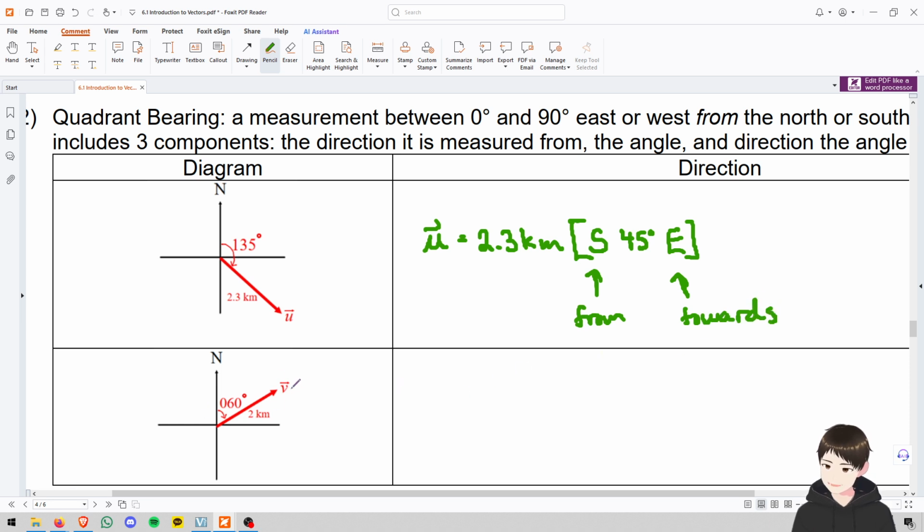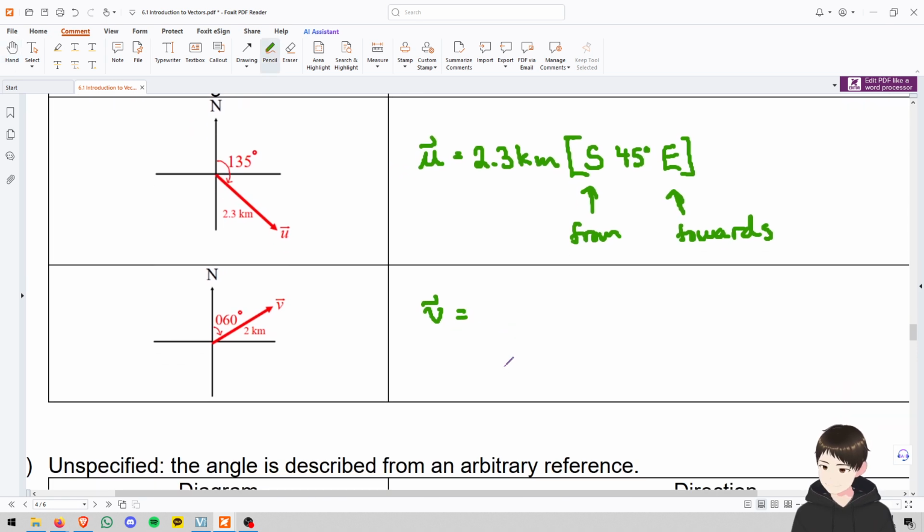Okay? Let's try this one. Vector v is, I'll give you a chance in 5, 4, figure it out, 3, 2, 1. It would be 2 kilometers from the north direction because it's closer to the north than it is the south, and we rotate 60 degrees to the east.